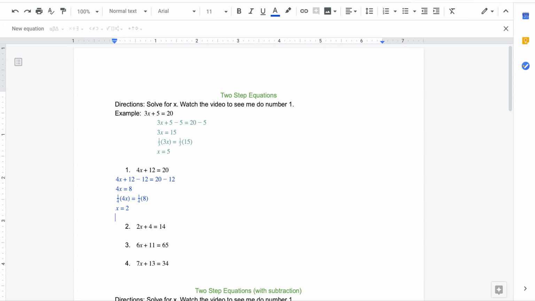And that's what your solutions should look like. Hopefully that cleared up how to do this worksheet and helped you understand how to solve two-step equations. Good luck with this worksheet, and let me know if you have any further questions in the future.